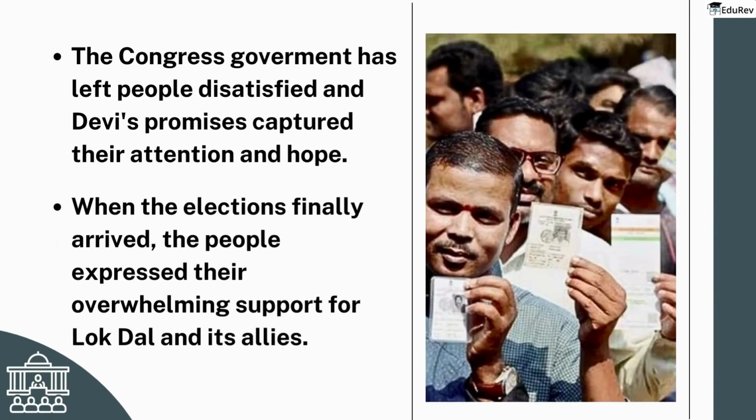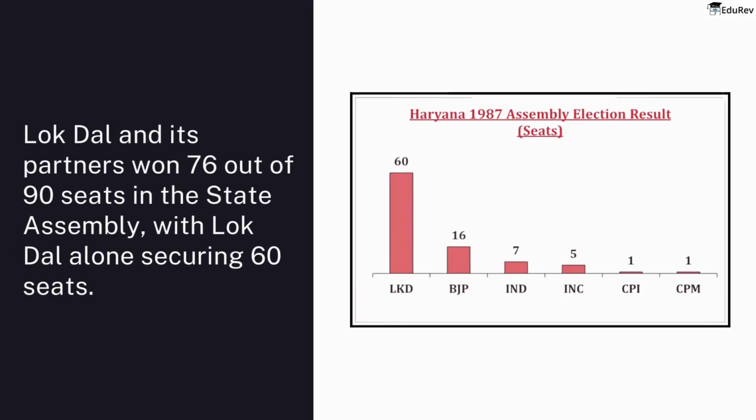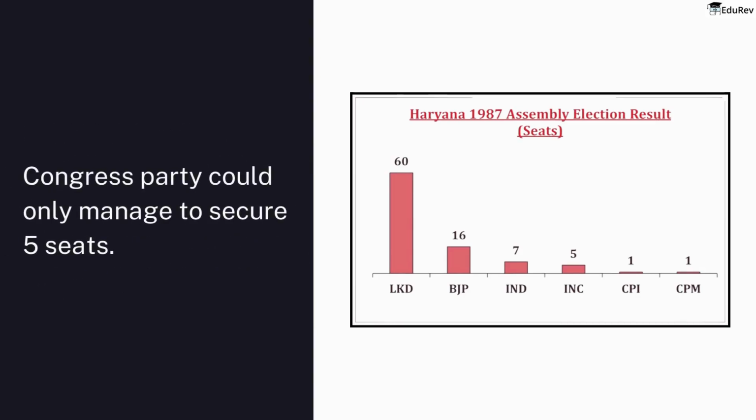When the elections finally arrived, the people expressed their overwhelming support for Lok Dal and its allies. The election results were surprising. Lok Dal and its partners won 76 out of 90 seats in the State Assembly, with Lok Dal alone securing 60 seats, granting them a clear majority. In contrast, the Congress party could only manage to secure 5 seats. The wave of change was unstoppable, and the people's voices were heard loud and clear.